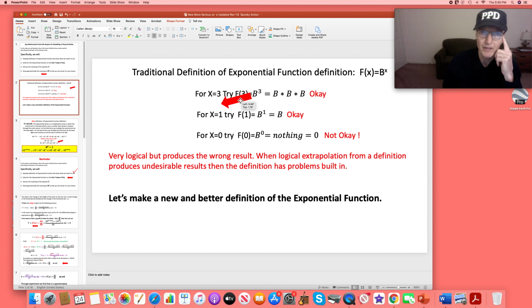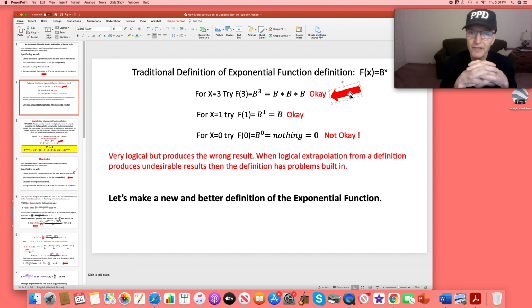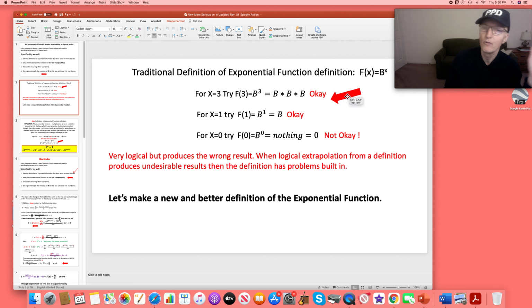We'll give an example here where x equals 3. So try f of 3, and that's going to be equal to b cubed, or b to the third power, and that's going to be equal to b times b times b. And so far so good. You know, the definition seems to be working fine. And then we say for x equals 1, well, f of 1 is equal to b to the first power. And, you know, like if you think of 10 as 10 to the first power, that's just 10. So b to the 1 is going to be equal to b. And so far, that's a good answer.